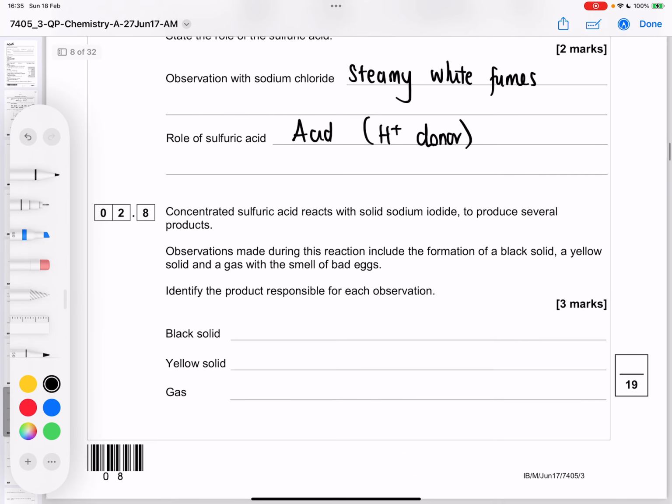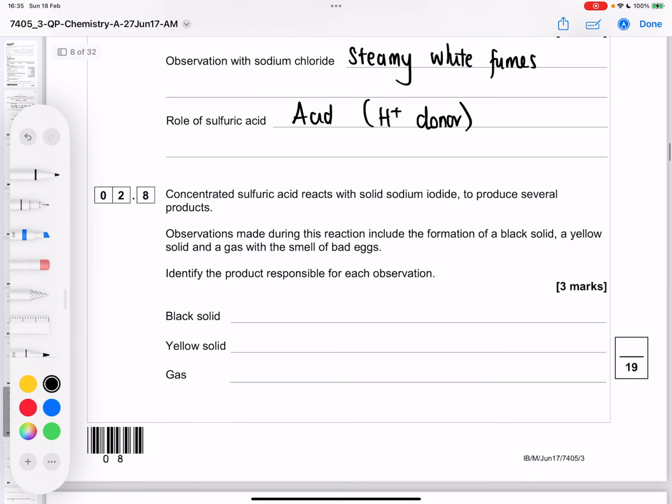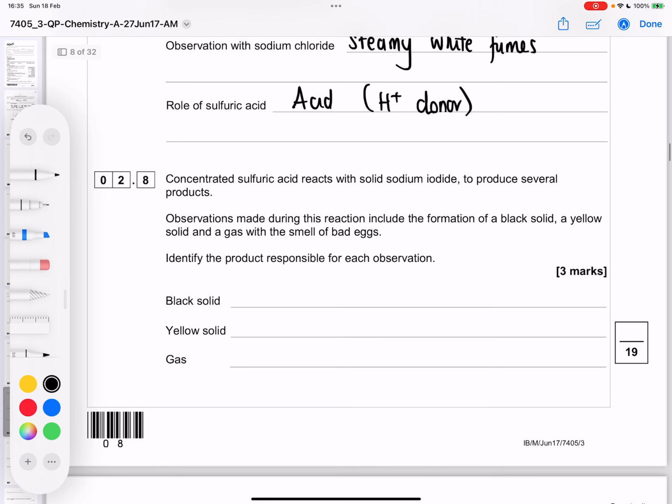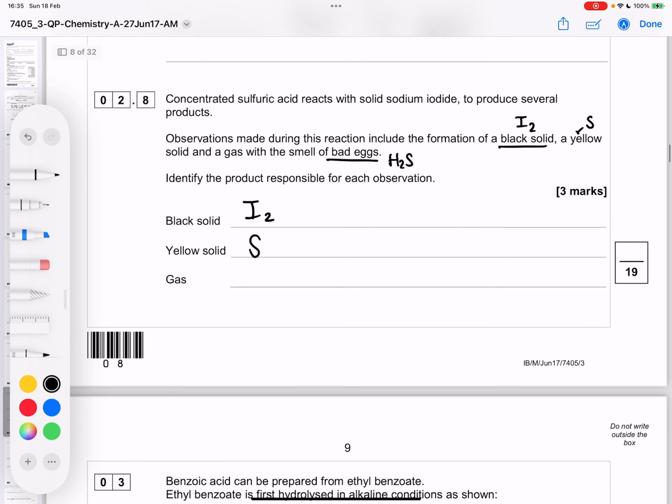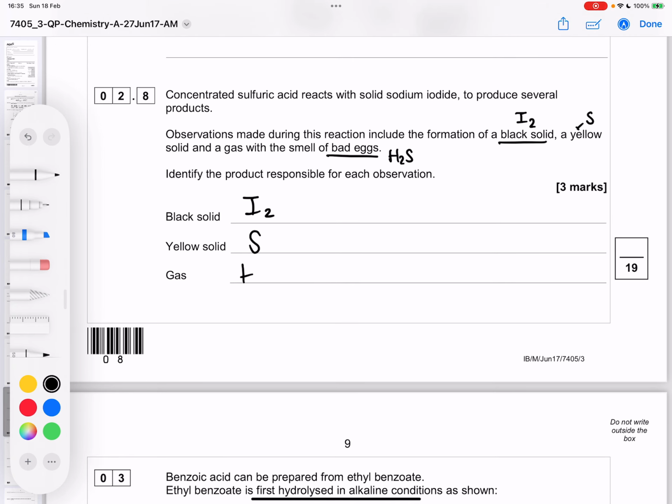Then it says it reacts with solid sodium iodide to produce several products. We get a black solid, that's iodine, a yellow solid, that's sulfur, a gas with the smell of bad eggs, that's H2S. If we got choking gas, that would be SO2, and steamy white fumes here would be HI. So our black solid was iodine, our yellow solid is sulfur, you can write S or S8, and our gas is H2S.